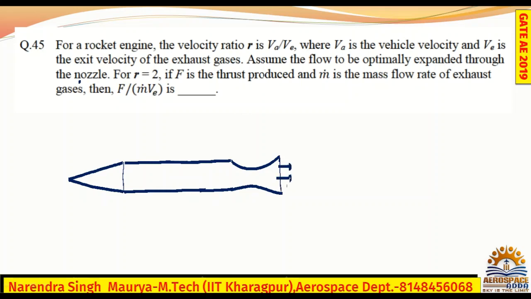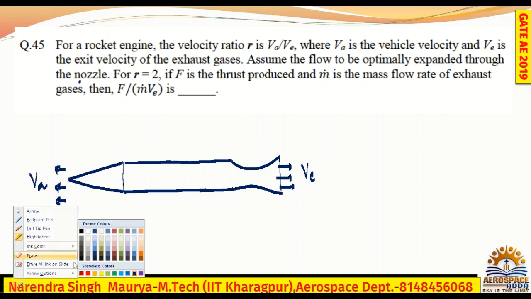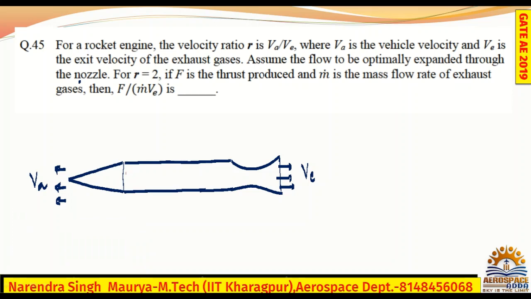Okay, this is the rocket here. The exit velocity is VE, and the rocket forward velocity is VA, the vehicle velocity basically. And obviously we have propellant inside the combustion chamber. This propellant is burning, so we are getting M dot P, the mass flow rate.